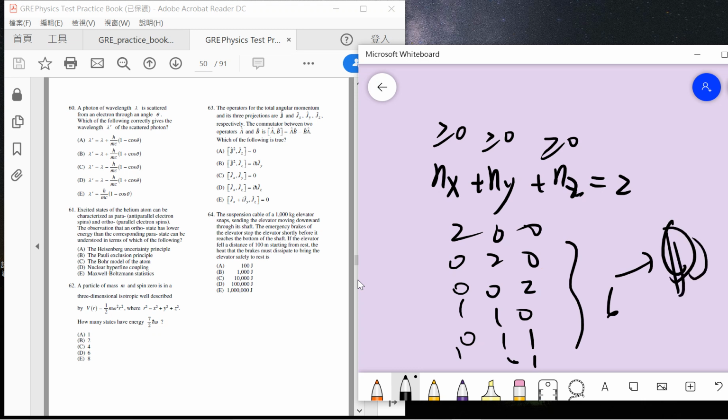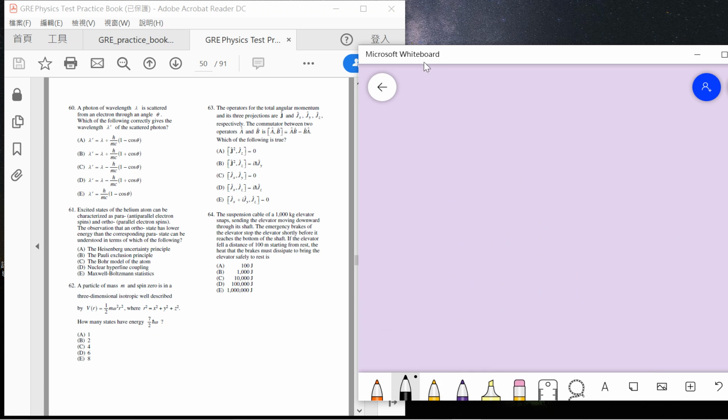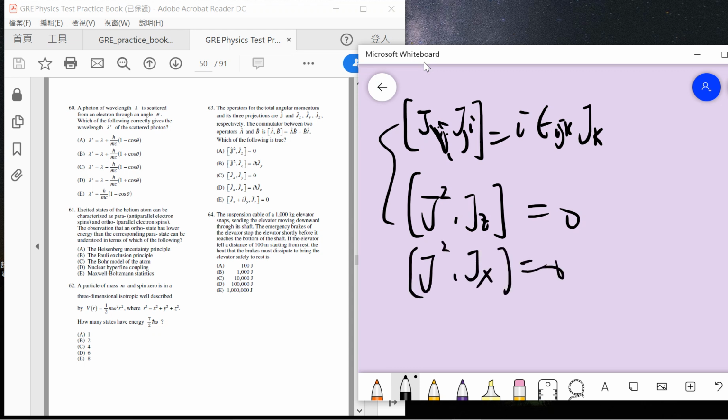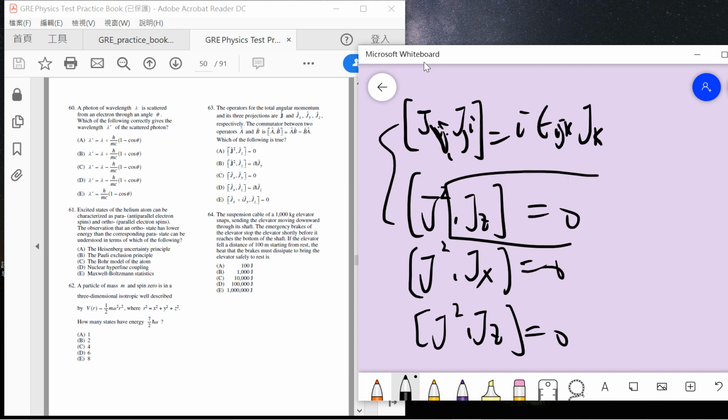Okay. 63 is also common sense that you need to remember. The angular momentum has this kind of commutation relation, and J square and Jz commute with each other. J square will commute with all of Jx, Jy, Jz. So this is all you need to remember. So the answer is A.